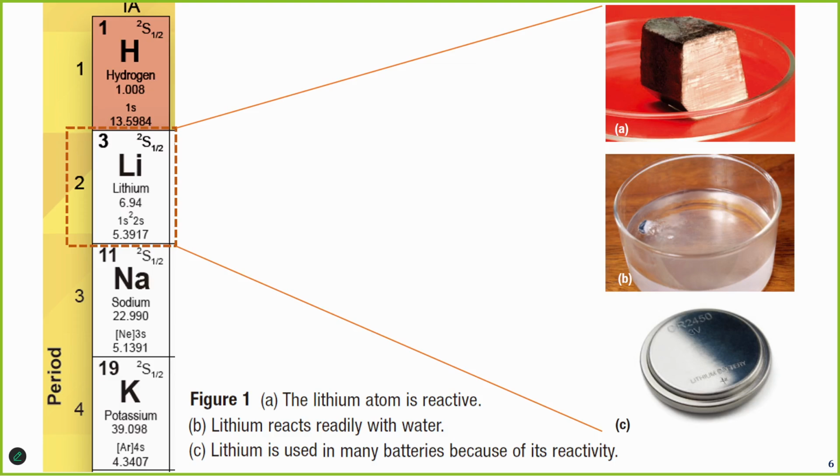Understanding how electrons are arranged in atoms has allowed engineers to make new products and develop new technologies. For example, lithium, which is shown here in figure 1a, is a very reactive element found in group 1 of the periodic table. Lithium's reactivity is due to the arrangement of its electrons and their location relative to its nucleus. When the lithium is exposed to water, it reacts noticeably. You can see this shown here in figure 1b.